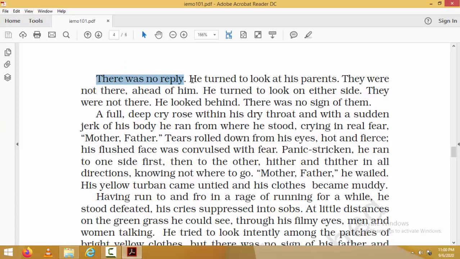There was no reply. He turned to look at his parents. They were not there. He had wanted to experience that roundabout, but once he made that request he did not get any answer, and when he turned to look, his parents were not there. He looked ahead, on either side, and behind. There was no sign of them. He looked everywhere, but his parents were not there. He missed his parents.